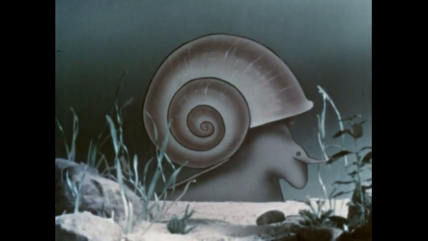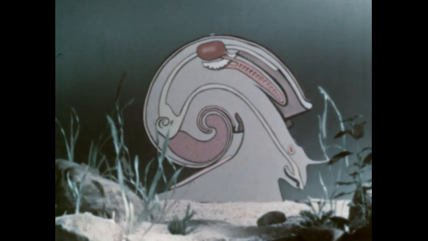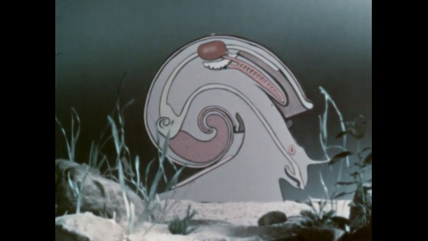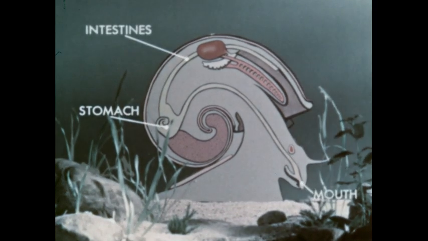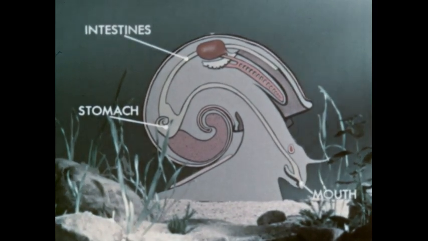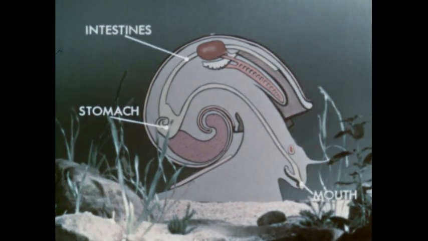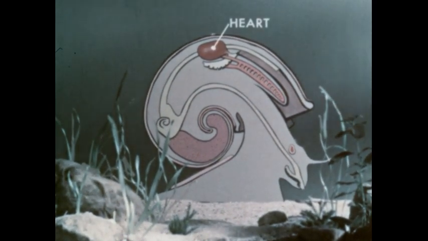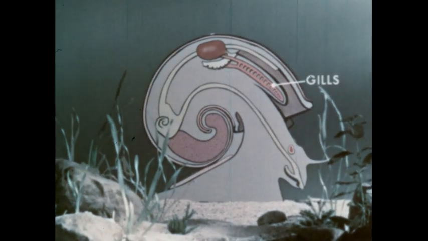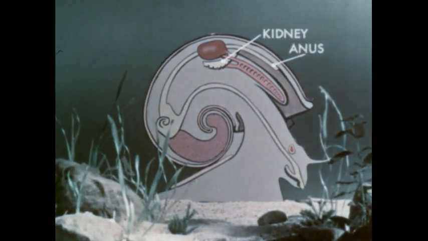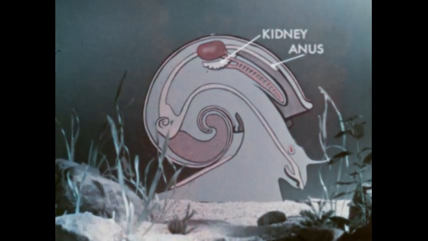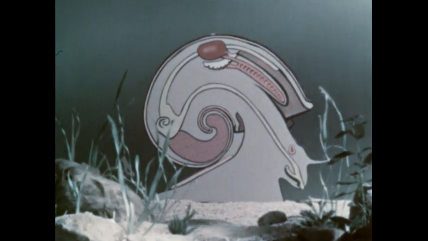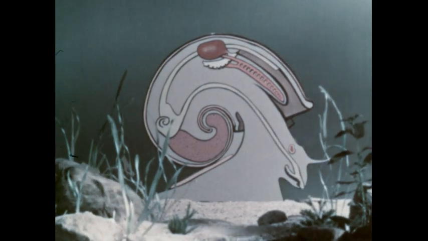Now let's look on the inside of the snail shell. Here you will find most of the body organs. The mouth, stomach, and intestines of the digestive system, the heart for circulation of the blood, the gills for breathing, and the anal and kidney outlets for the removal of waste products from the body. Land snails have a single lung instead of a gill for breathing.